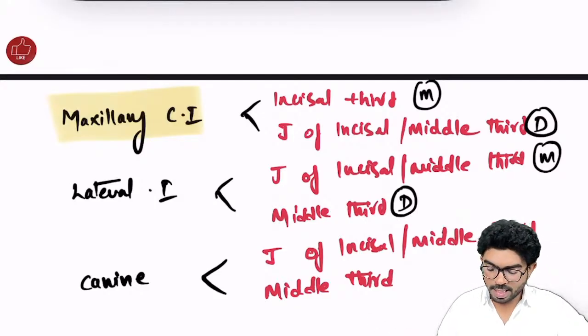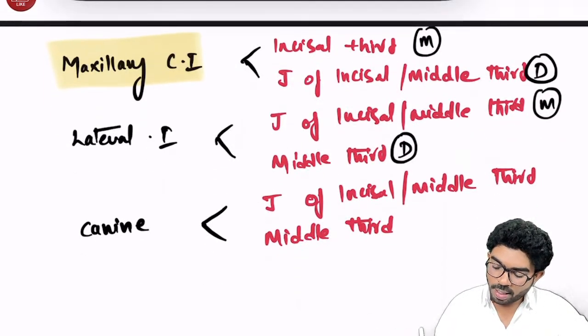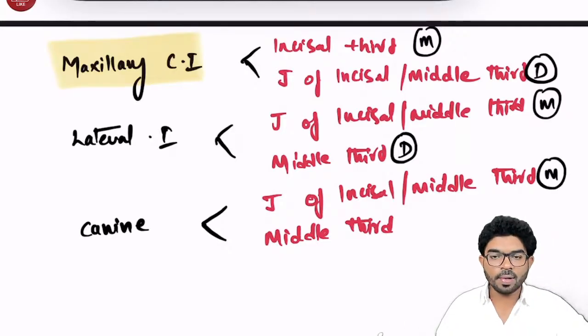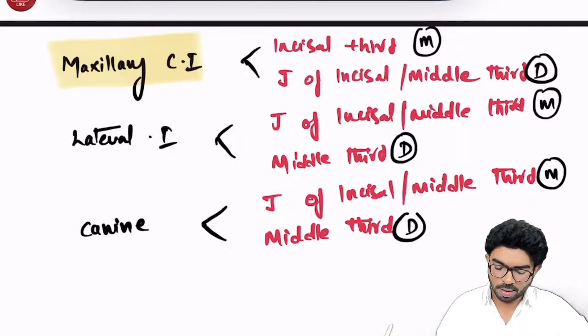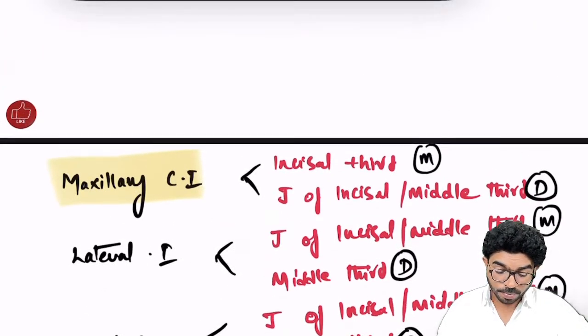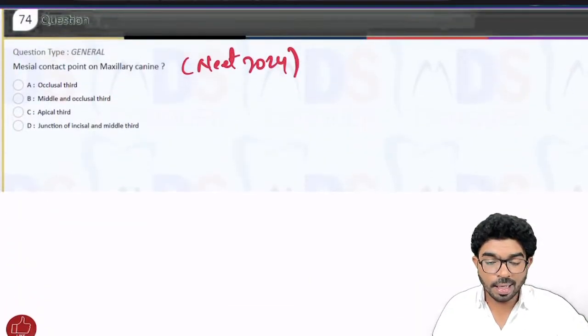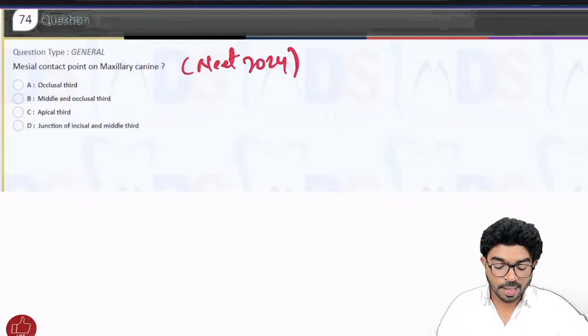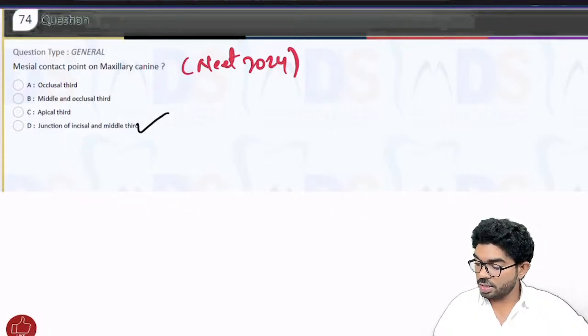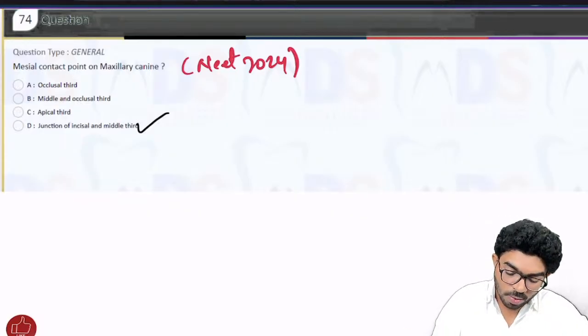Canine on the mesial side, it is the junction of incisal 1/3 and middle 1/3, and canine on the distal side is going to be middle 1/3. Now the question is, okay, you check out the question. They are asking the mesial contact point. The mesial contact point is the junction of incisal 1/3 and distal 1/3. The junction of incisal 1/3 and distal 1/3, that is option D.